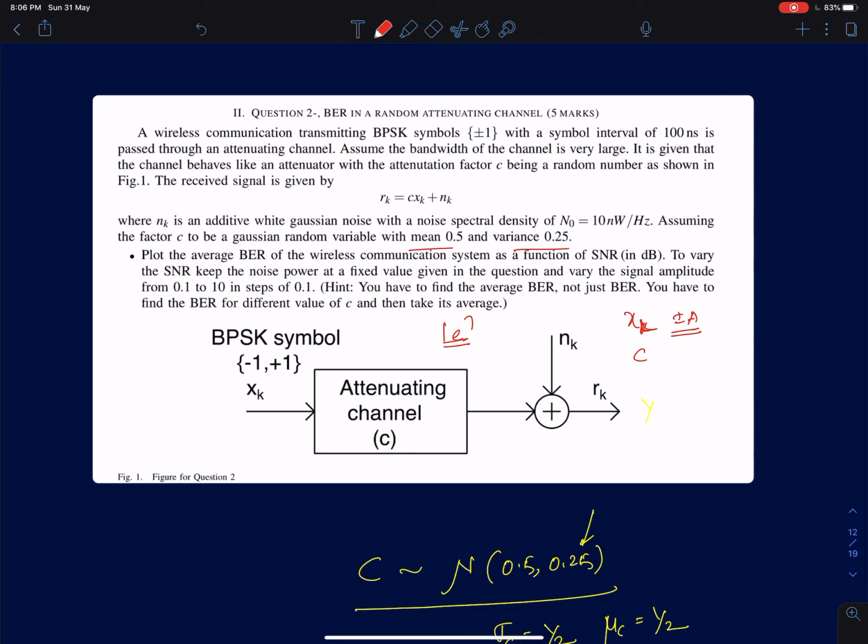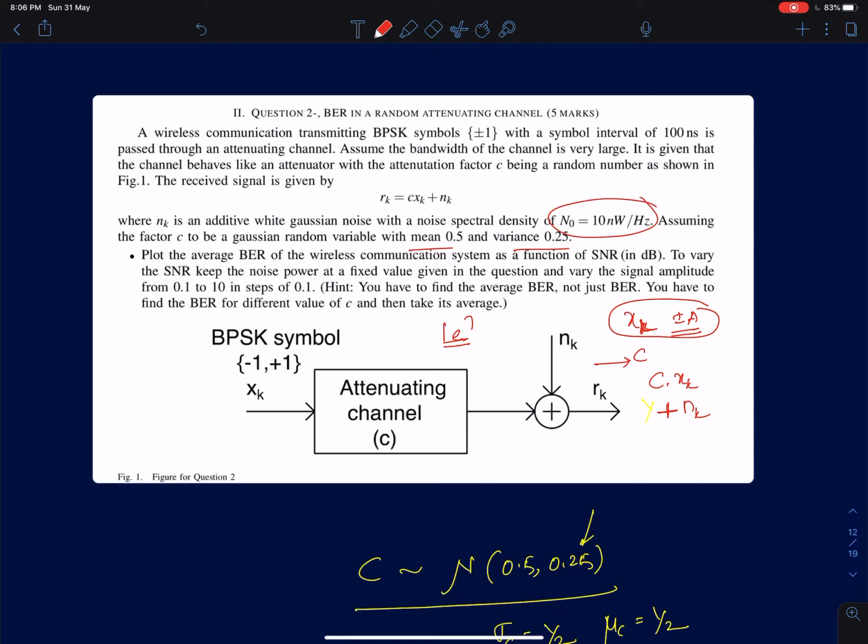For each of those 1e7 samples, you have to generate the coefficient c. You can again generate c from a Gaussian random variable. The length of the Gaussian random variable will be the same as xk. Then you have to multiply point-wise, multiply c and xk. Then to this you just add nk. Nk is again a Gaussian random variable whose sigma n square can be found.